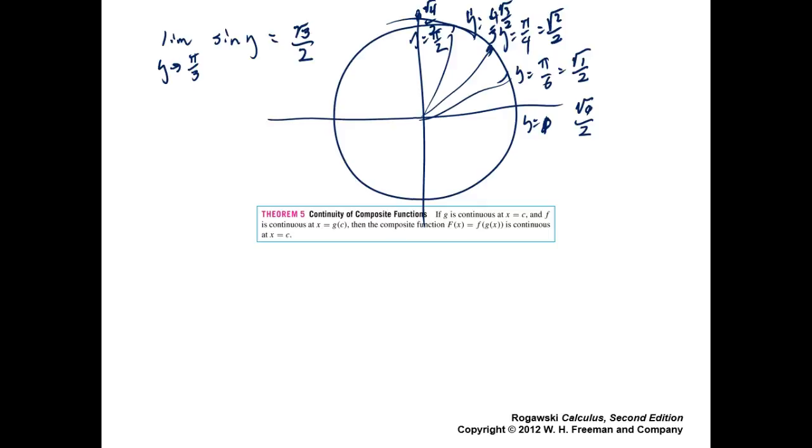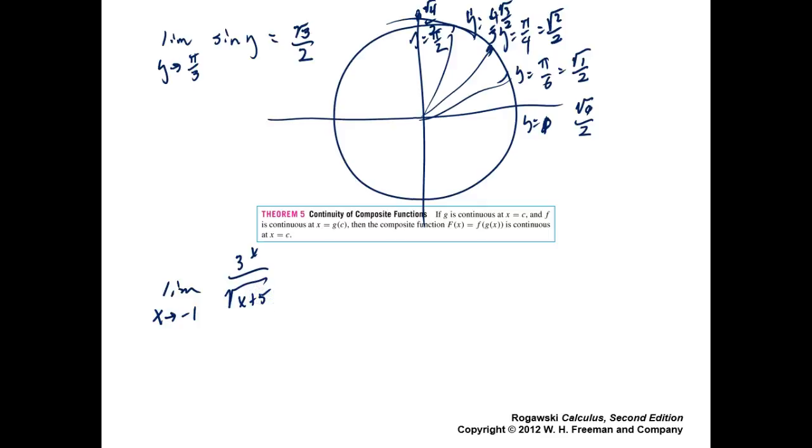Let's look at B. Little more involved here, but still not bad. The limit as x approaches -1 of 3 to the x over the square root of x plus 5.